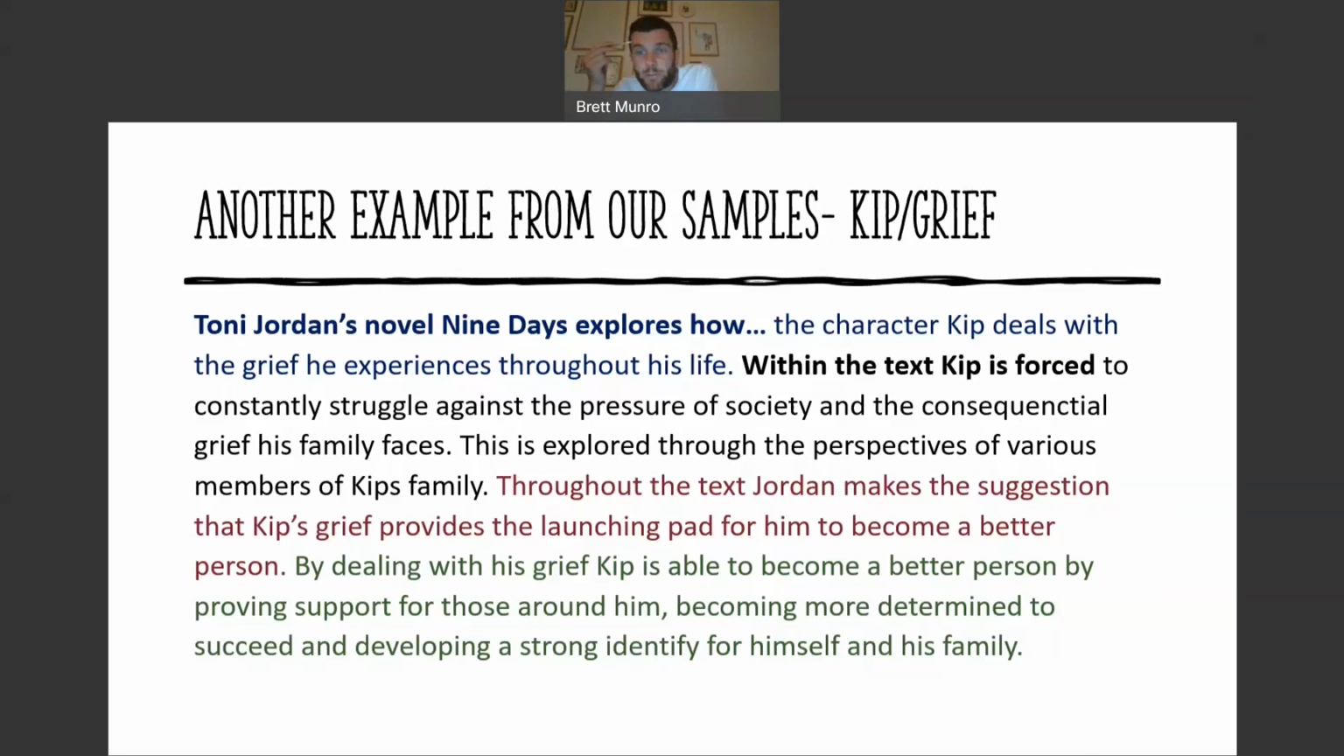This is explored through the perspective of various members of Kip's family. Throughout the text, Jordan makes a suggestion that Kip's grief provides a launching pad for him to become a better person. By dealing with his grief, Kip is able to become a better person by providing support for those around him, becoming more determined to succeed, and developing a strong identity for himself and his family.